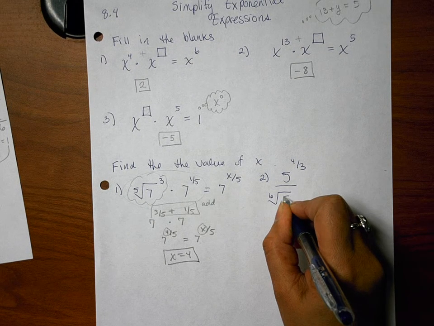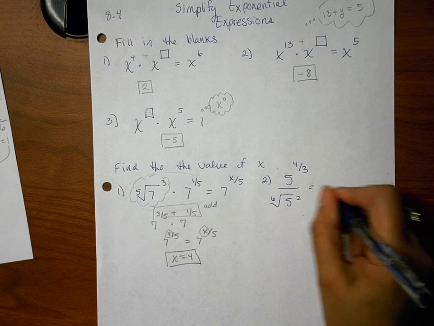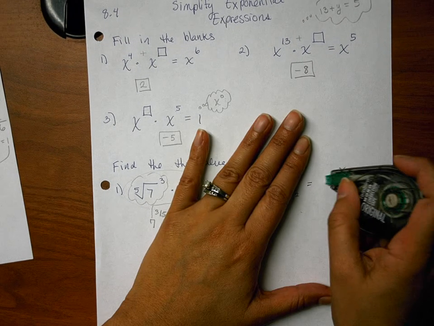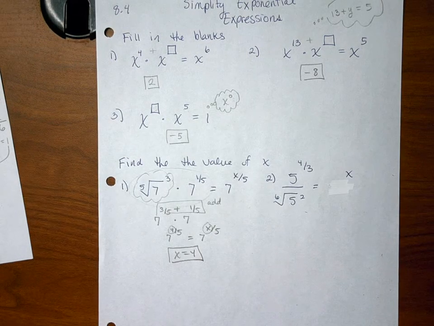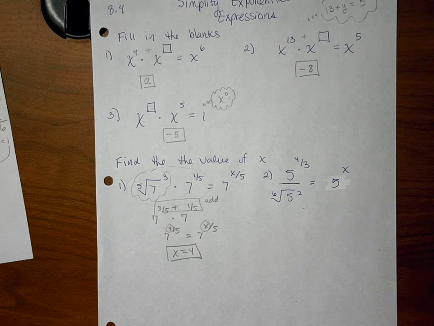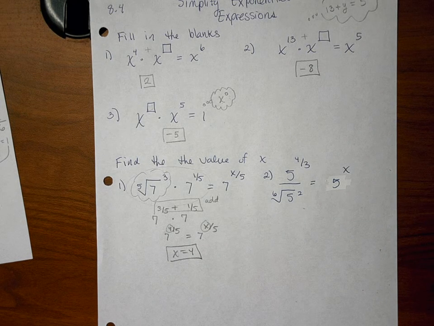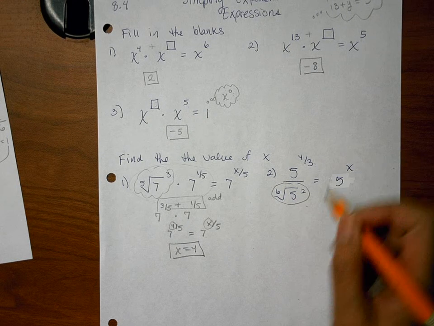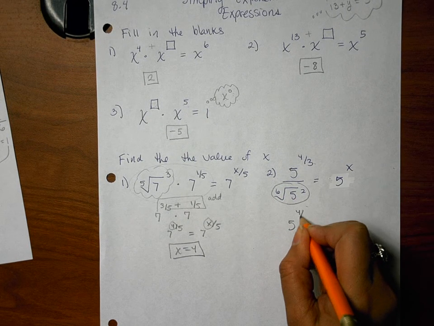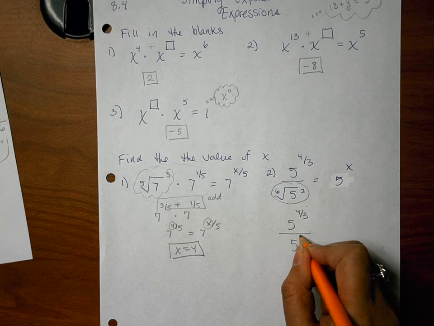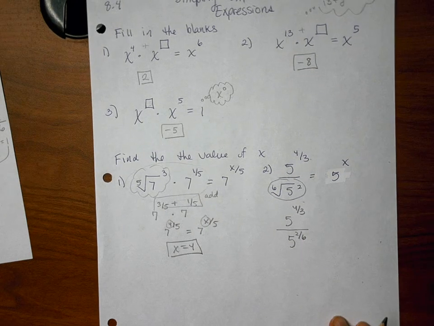And you do have plenty of these on the test. Number 2, 5 raised to the 4/3 over the 6th root of 5 squared equals 5 to the x power. That should be a 5. Equals 5 to the x power. All right, so we're going to rewrite the left side, and I'm going to rewrite the denominator because that's the one that's in radical form, and I want to change it to be exponential form so I can combine the exponents.